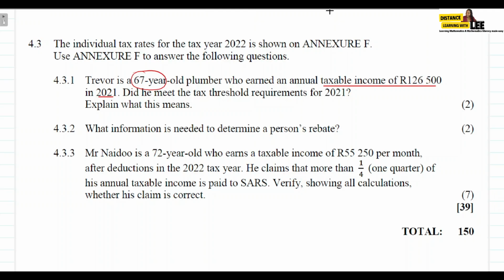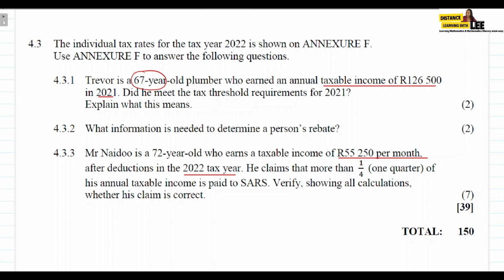Question 4.3.3. Mr. Naidu is a 72-year-old who earns a taxable income of 55,250 per month after deductions, in the 2022 tax year. He claims that more than a quarter of his annual taxable income is paid to SARS, and we need to verify, showing all calculations, whether his claim is correct.